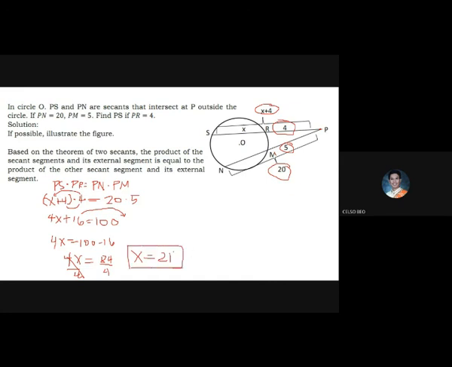Okay, so dahil 21 yung x natin, therefore, PS is equal to, PS ang hinahanap natin, di ba? Yung x daw ay 21 plus 4. Okay? So, 21 plus 4, PS is equal to 25. Okay. Kasi yung hinahanap natin, find PS. PS is the whole part secant. Yung buong secant. Okay?